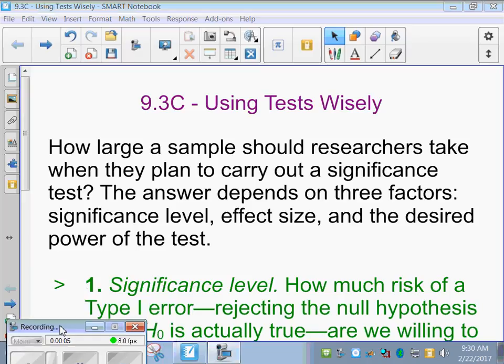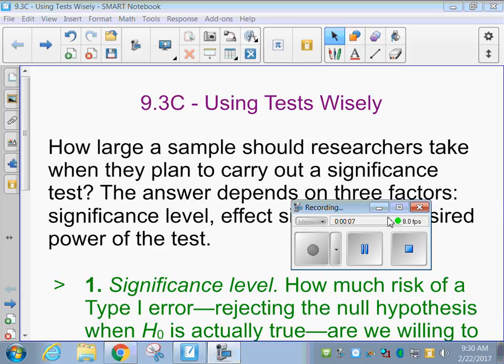All right. If you didn't understand the power stuff that we did, we're going to talk about that again today.